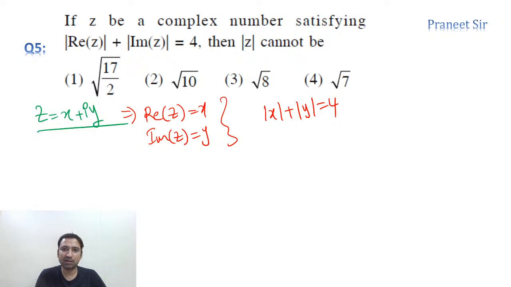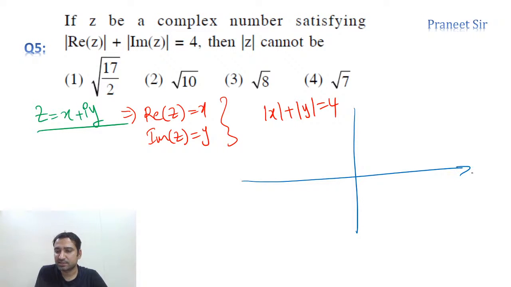Can we draw all these graphs? If x positive, y positive, x plus y is equal to 4. If x negative, y negative, minus x minus y is equal to 4. Are we getting 4 lines total or not? Okay, let's take it like this. This is the real axis and this is the imaginary axis. So total 4 lines we are getting like this.